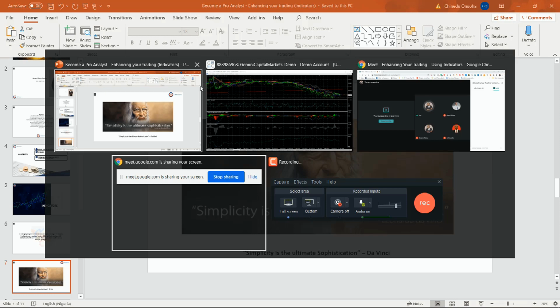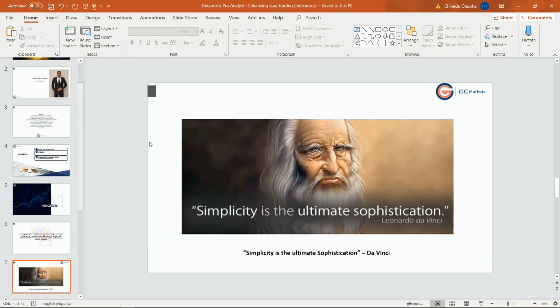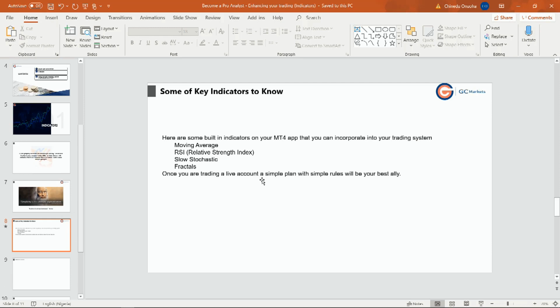Now, let us go to our charts. Okay, before we do, let's look at some of the indicators we'll be seeing today. There are four major indicators that we're going to be looking at: the moving average, the RSI, the stochastic, and the fractals. These indicators are already readily available on your MT4 app, whether you're using the mobile phone or the desktop version. You have these indicators built into your app. So we're going to explain what they are and how we can incorporate them in our trading.